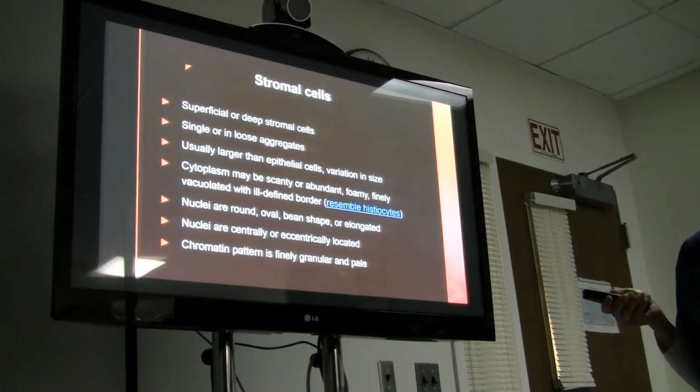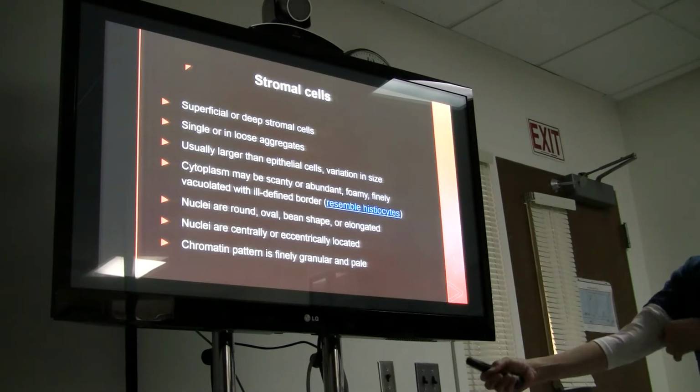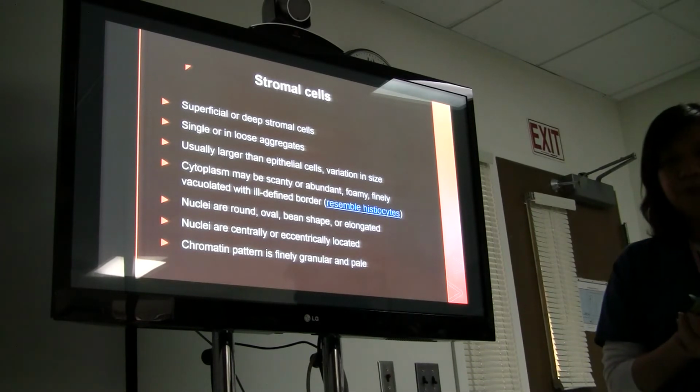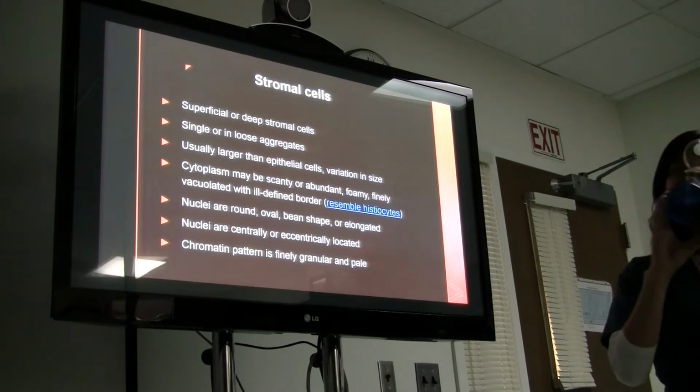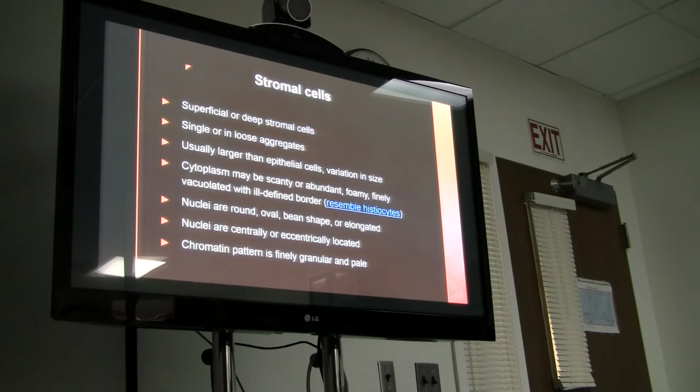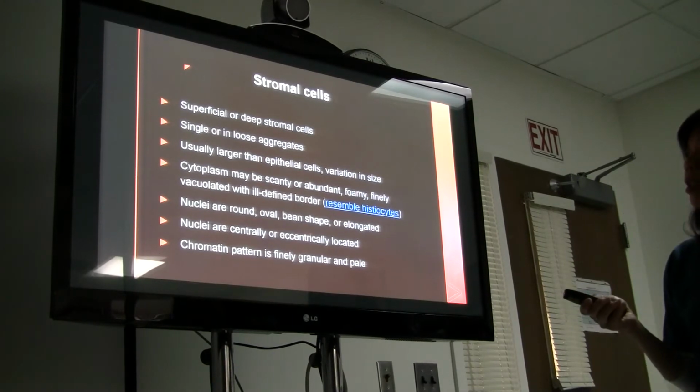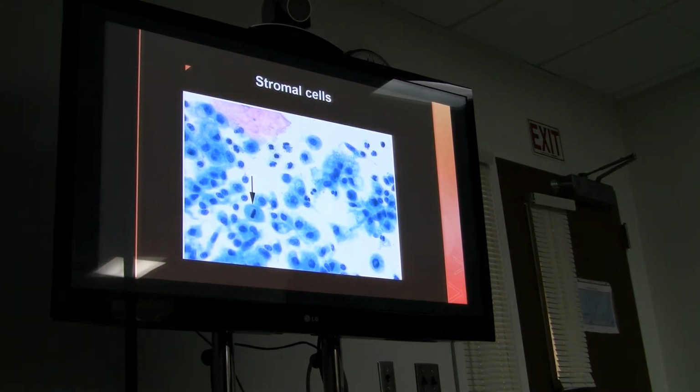Okay, stromal cells. Stromal cells are usually the cells that are supportive tissues of the endometrium. However, they have a lot of variation, so they're not as easily recognized. So let's look at the picture before we go into more detail. Let's look at this picture here.